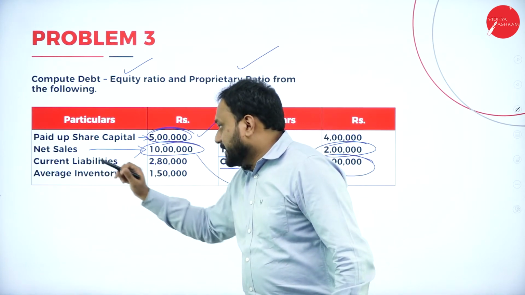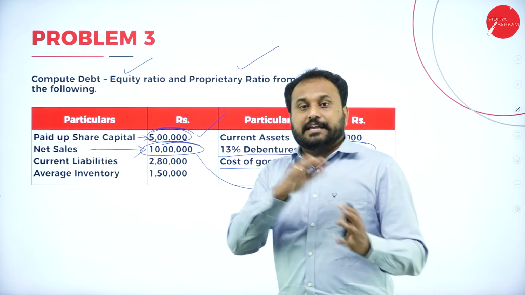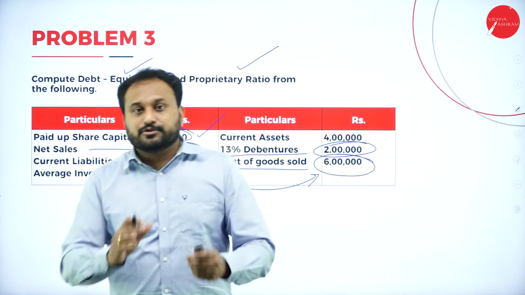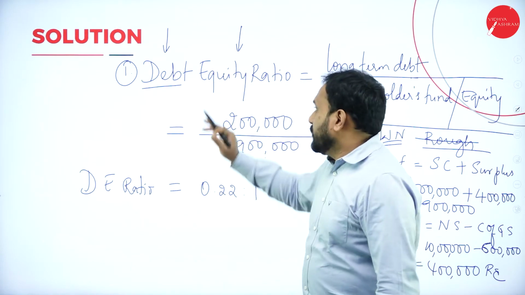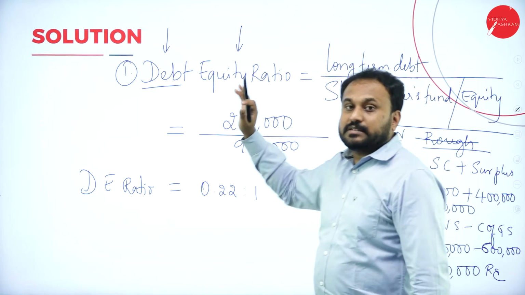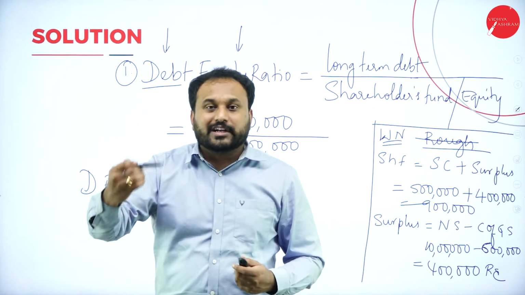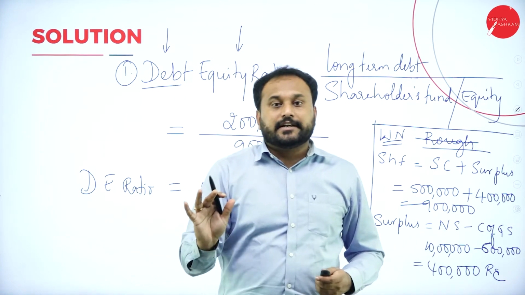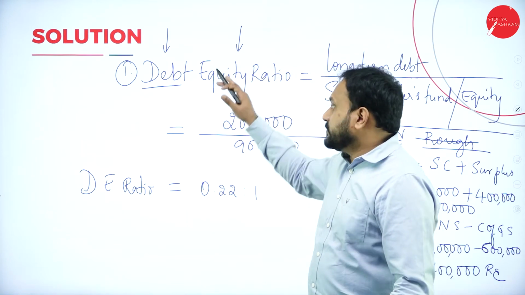We have current liabilities here, average inventory is here. See, there are relevant, irrelevant, everything is there. But what is that you are supposed to do? Very simple. Write the formulas first. What exactly have they asked? Write the formula. After getting the formula, you are supposed to find out for that particular formula what is needed and what is not needed.